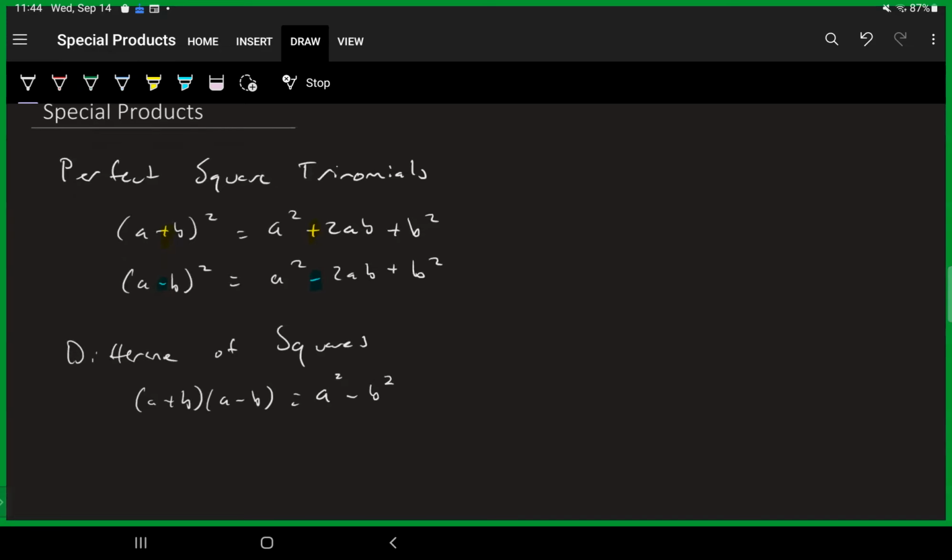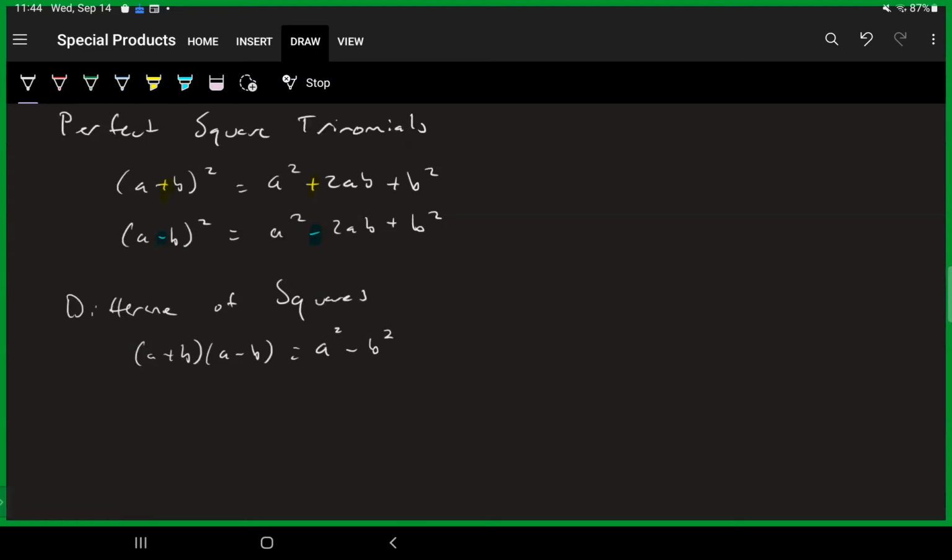The other special product would be the difference of squares. And that's when I multiply a plus b times a minus b. And when I multiply those out, the middle terms are going to cancel out, and I'm going to get a squared minus b squared. And with this one, I want to talk about a couple things.